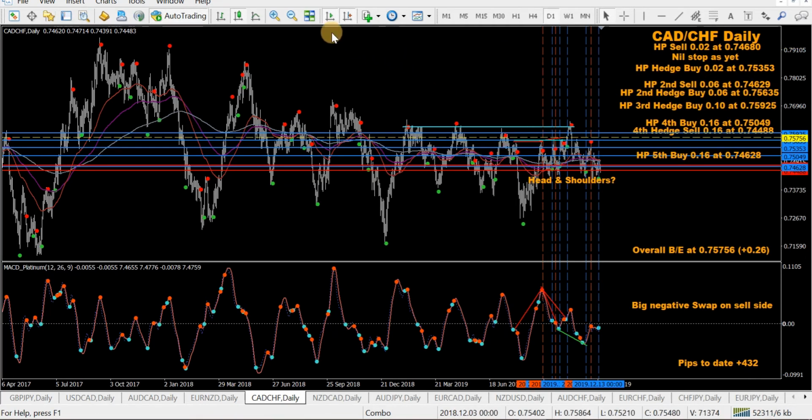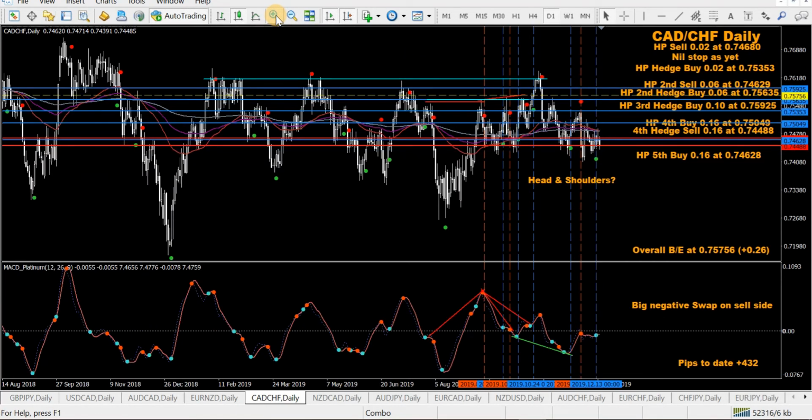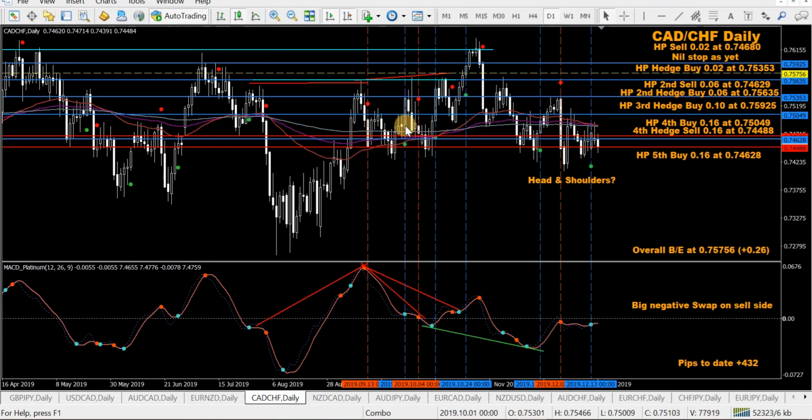So everything's pretty tight in here. So I can just slowly try and work my way out of this nightmare. It looks like a real dog's breakfast. I've got trades everywhere, as prices are just bouncing around, and I'm trying to work out... There's something I did notice: a big negative swap, which is the overnight interest rate on the sell side.